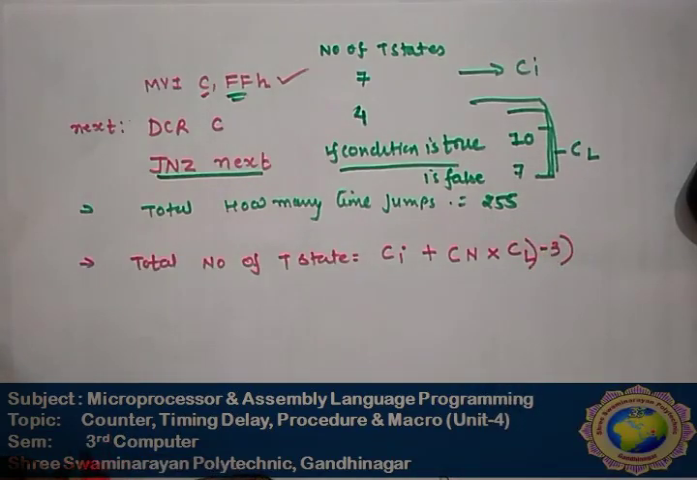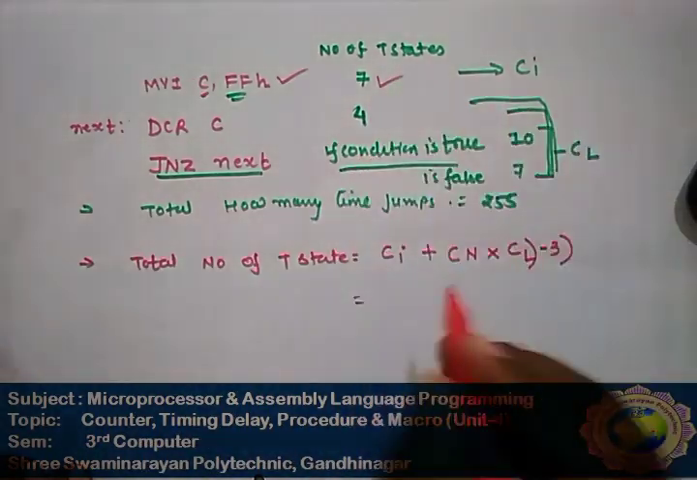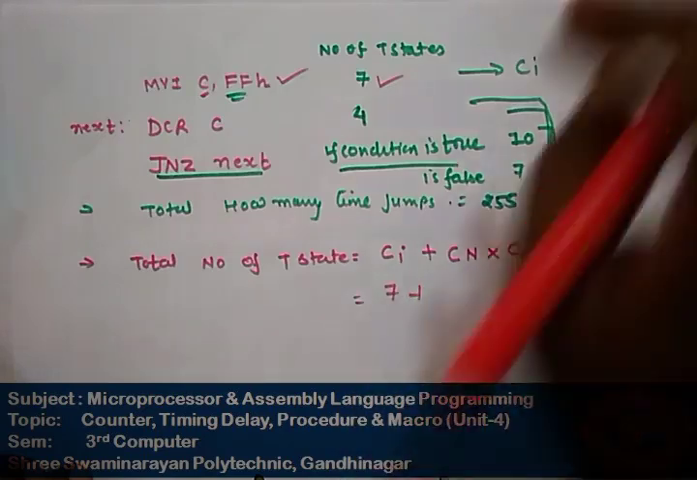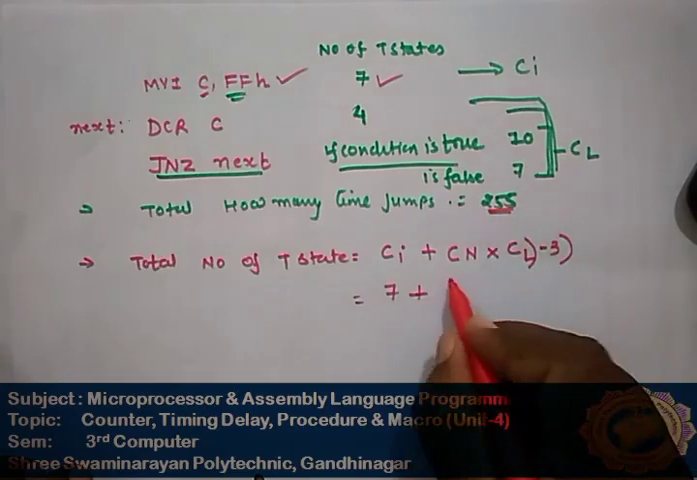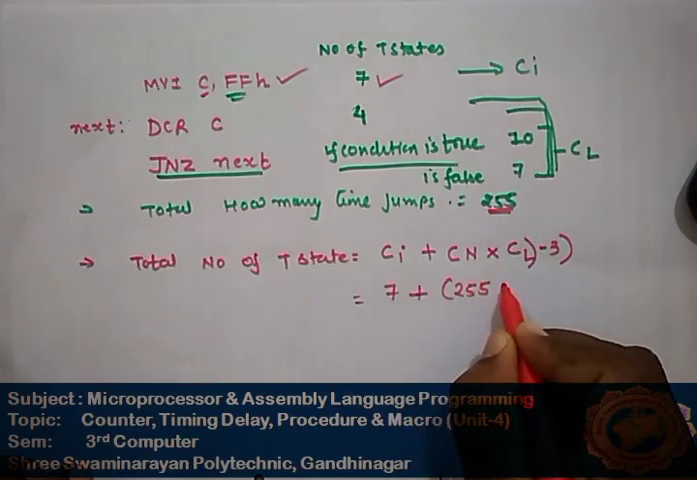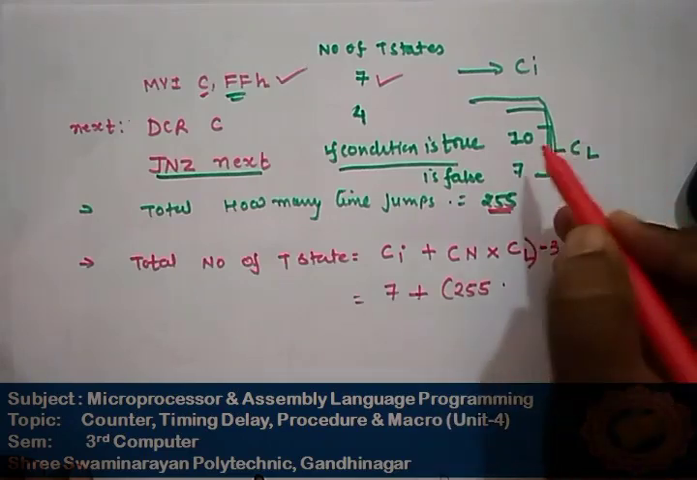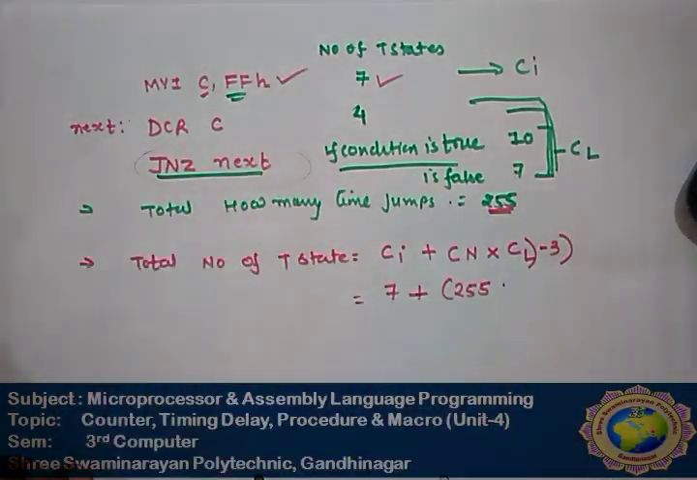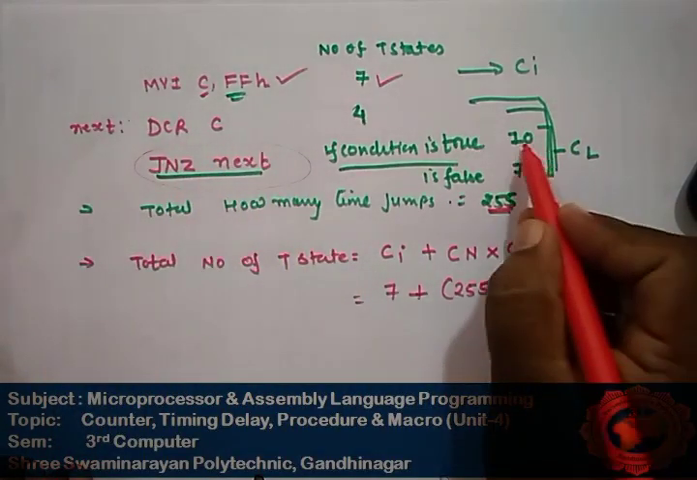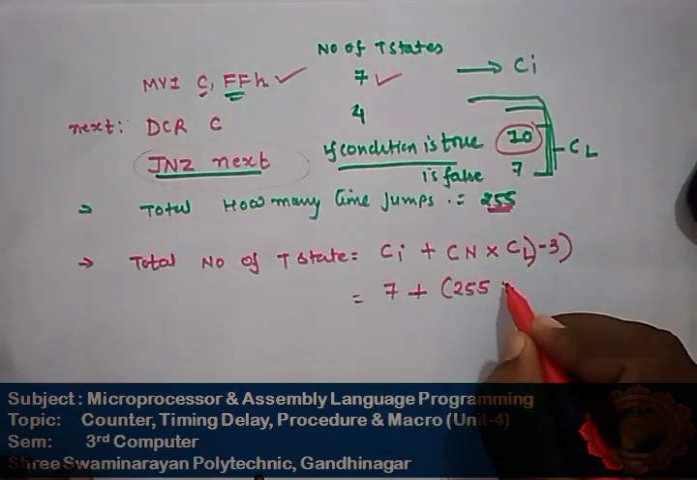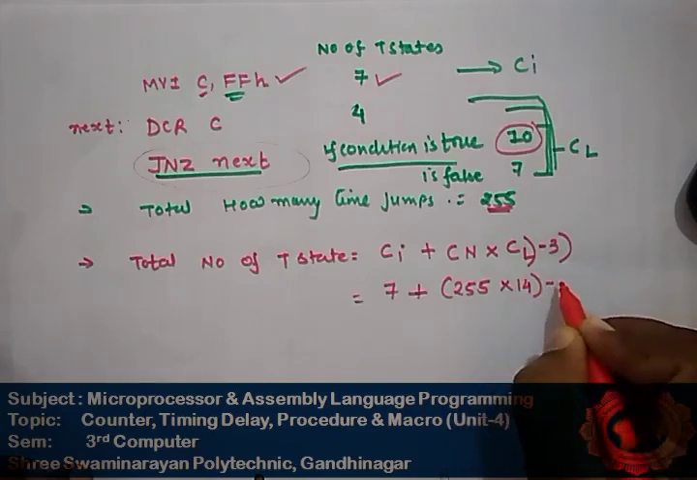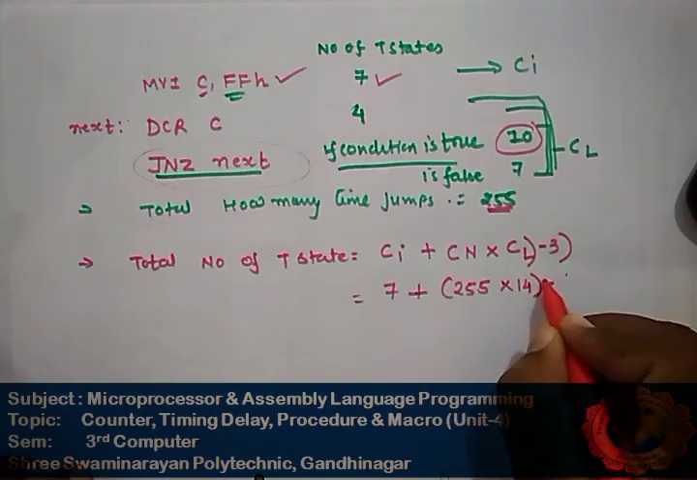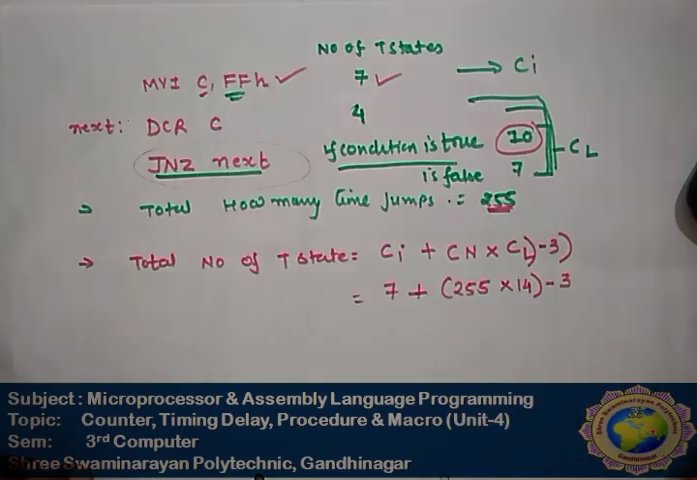Now see here how many T states there are. First we have to count: this is 7, this is 7. Okay, now what is n? It jumps up to 255, so put 255 here. What is CL? Every time our condition is true, there is a 10 plus 4, so it's 14, minus 3.